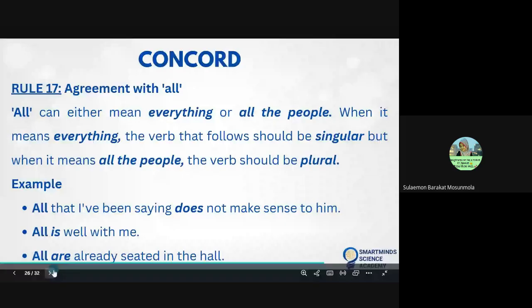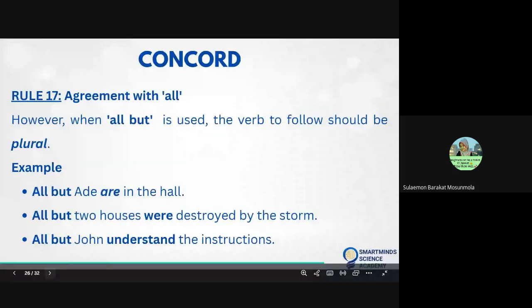The next rule here, still on all. The rule we looked at before was just on all, when all means everything and all the people. But now, when you have all but, if you're conversant with your past questions, you would have read questions like, all but one student passed the examination. So when you use all but, the verb to follow should be plural. Don't mix this thing up.